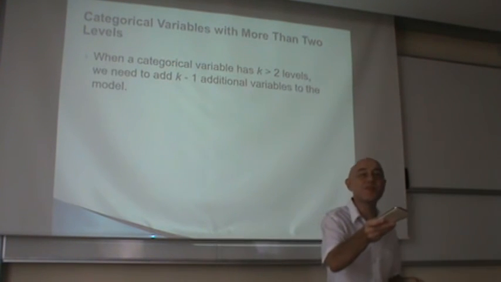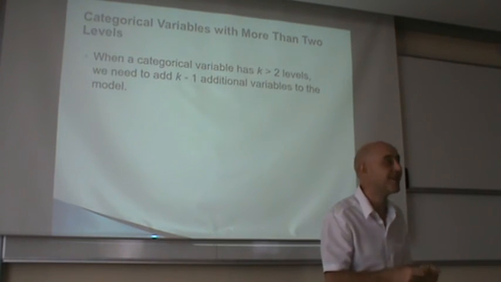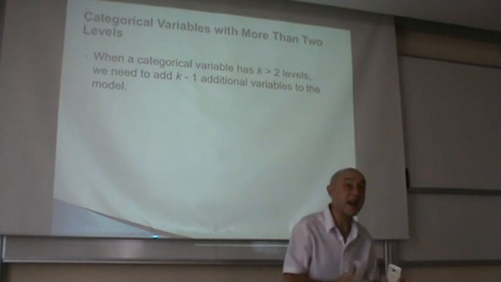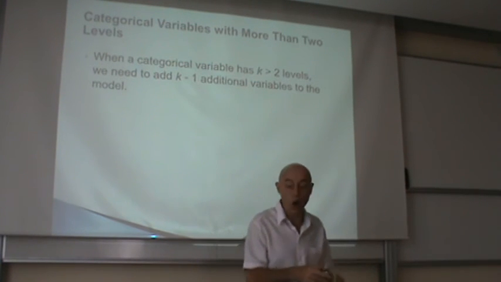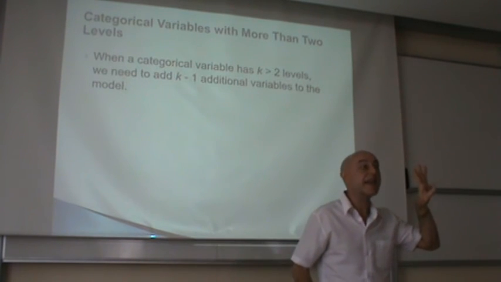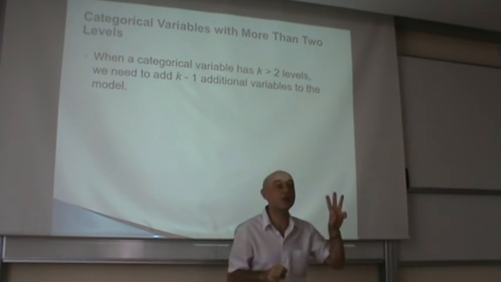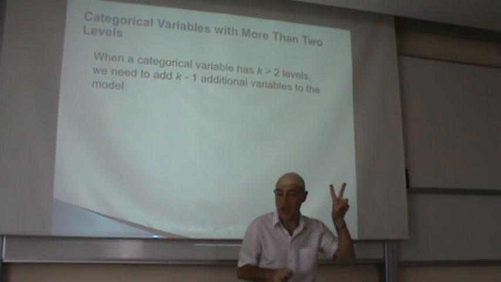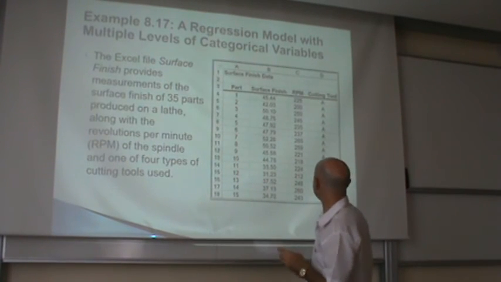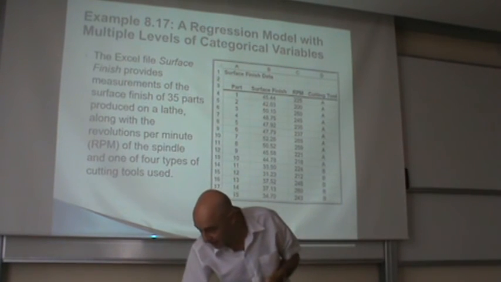Remember, this is one of those questions: what color is your phone? You can't answer yes. You've got to say white, black, or gold. All right. So if you have 3 categories, white, black, and gold, you usually have to have 2 dummy variables. Okay. Cutting tool A, cutting tool B. Okay. And you run it by again.